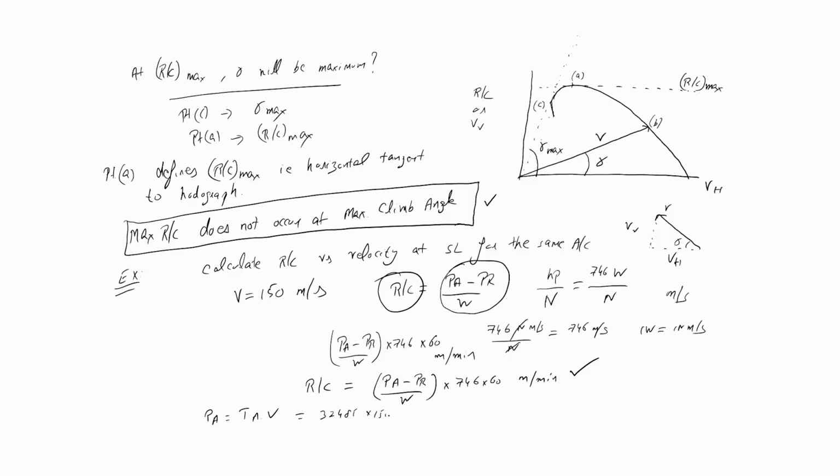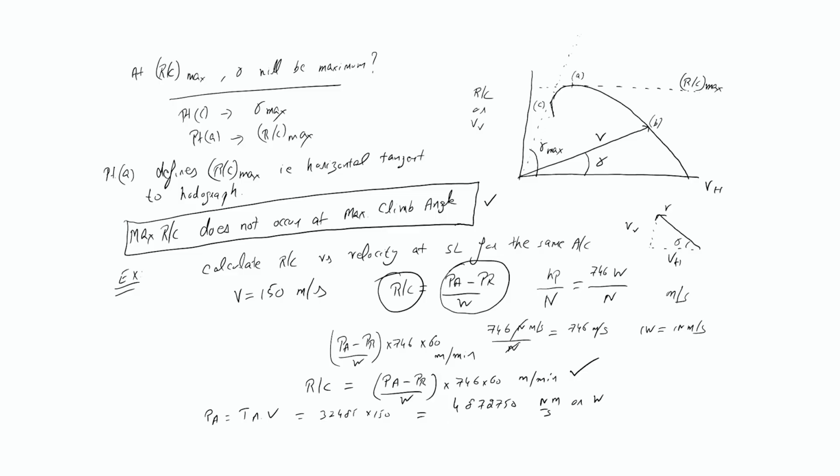32,485 into 150. We consider 150 meters per second. Okay, so this comes around 487,2750. Now what is this? Newton meters per second, or watt. Now we'll divide it by 10 to the power minus 3 to get kilowatts, or you can convert it to horsepower. Okay, we'll divide it by 746.